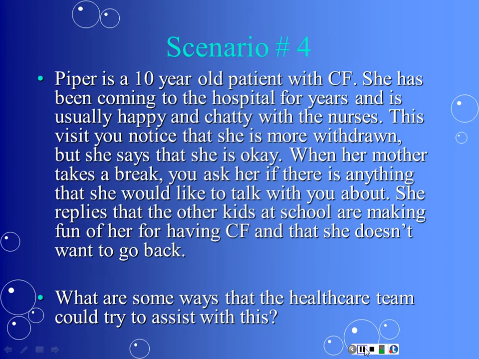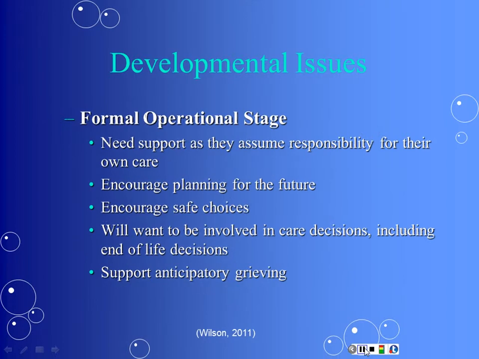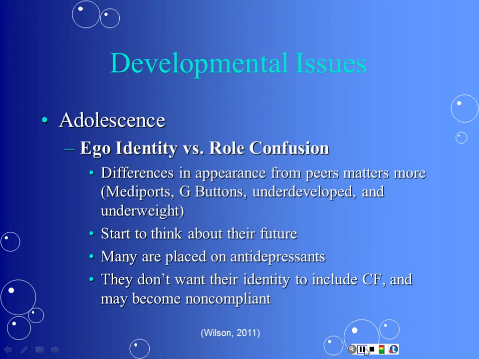Okay, good. All right, here are our adolescents. So these are the ones we talk about. We're worried a lot about the differences in appearance. If they've got a G button, a Metaport, or some type of PICC line for chronic IV infusions, they're going to be underdeveloped. They're going to be underweight.